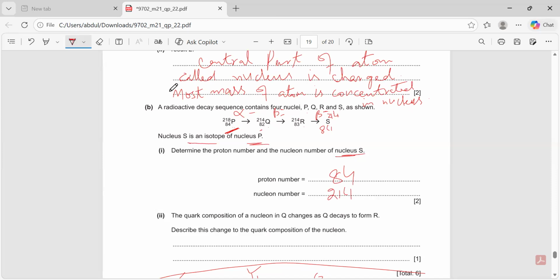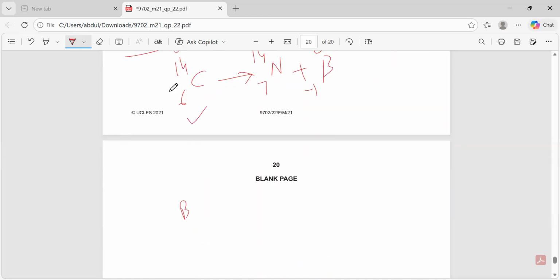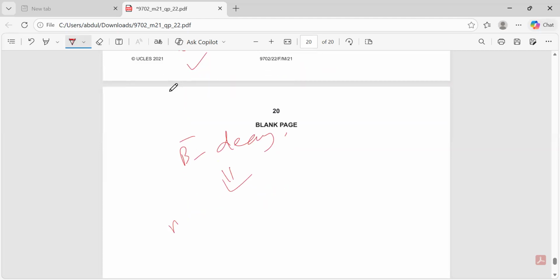Now he's saying the quark composition of a nucleon in Q changes as Q decays to R. Q to R. You know when beta is decaying, actually what is happening? Beta minus decay. It is because one neutron in the nucleus decays to one proton and one electron, which is the beta particle. Now see, charge is 0, plus 1 minus 1, 0. Charge is conserved. Mass number is 1, here 1 plus 0, 1. So a neutron is decaying to a proton.